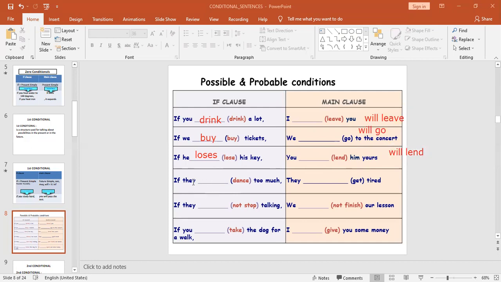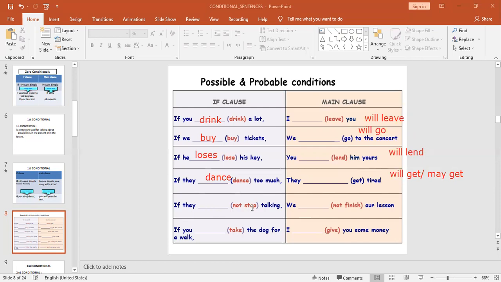What about the next? If they, I have "dance" here between brackets, so it won't be changed because it is at present. If they dance, they will get tired. They will get. Or they may get. Or they can get.